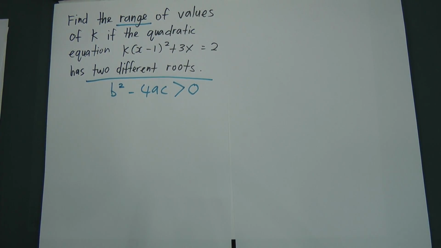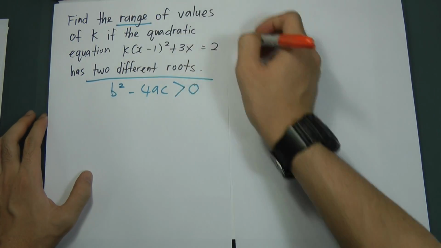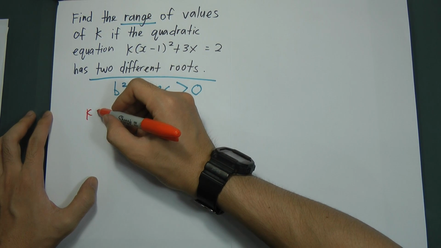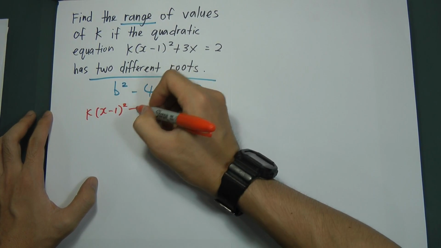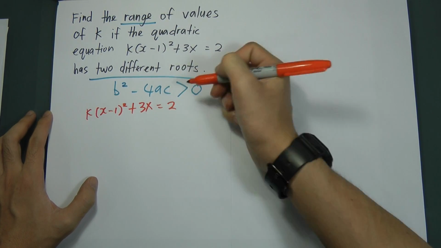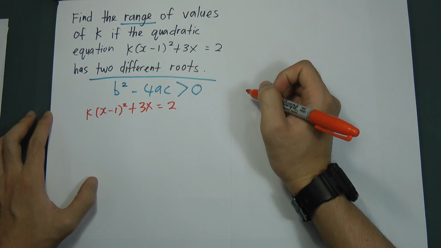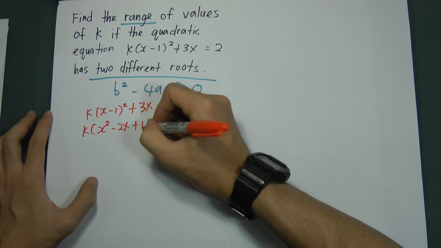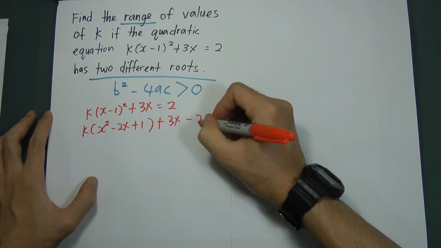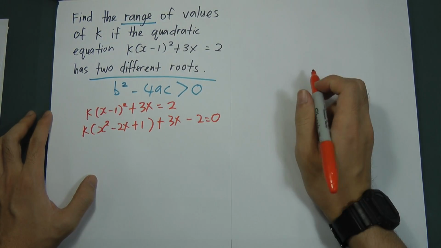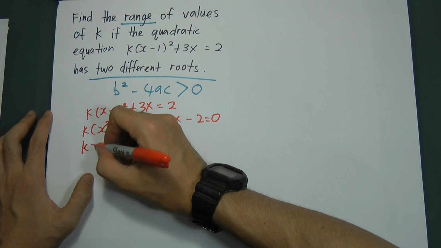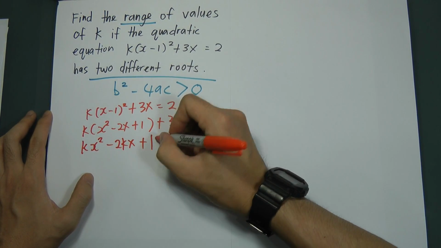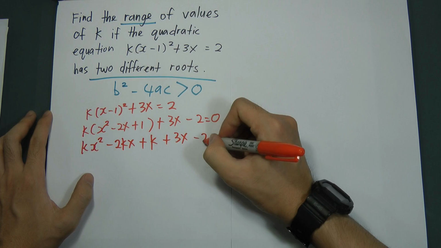Okay, so first I have to rearrange the equation given into the general form. So this is k(x minus 1) squared plus 3x equal to 2. So I expand this one. I will get k(x squared minus 2x plus 1) plus 3x minus 2 equal to 0. So I multiply k into it. I got kx squared minus 2kx plus k plus 3x minus 2 equal to 0.